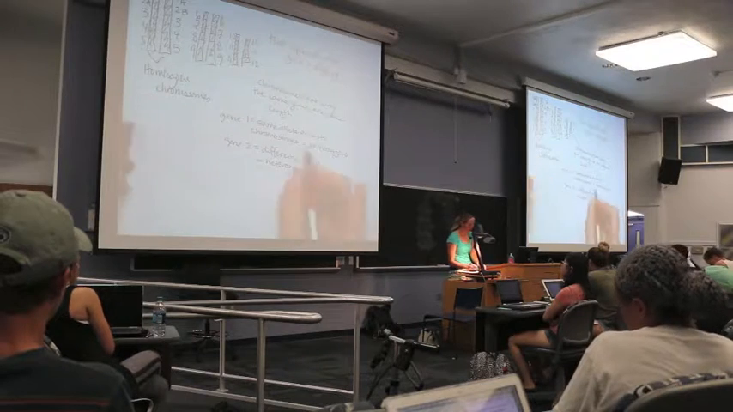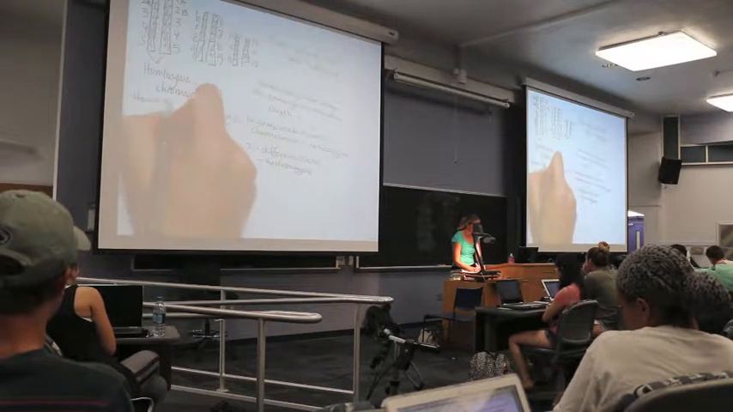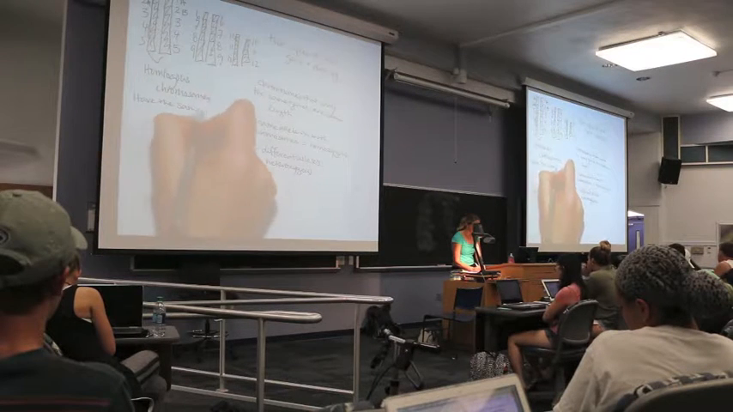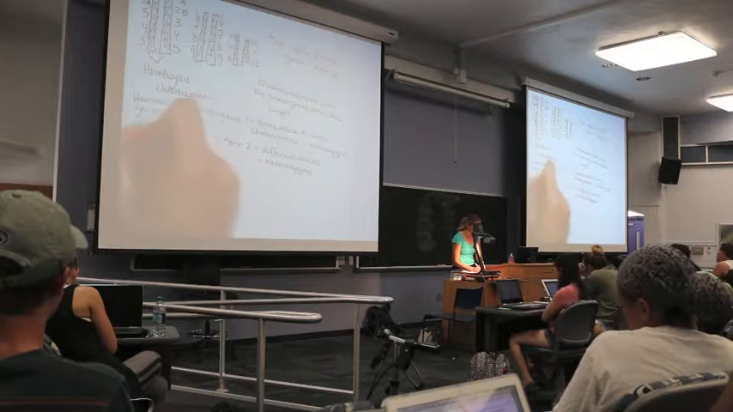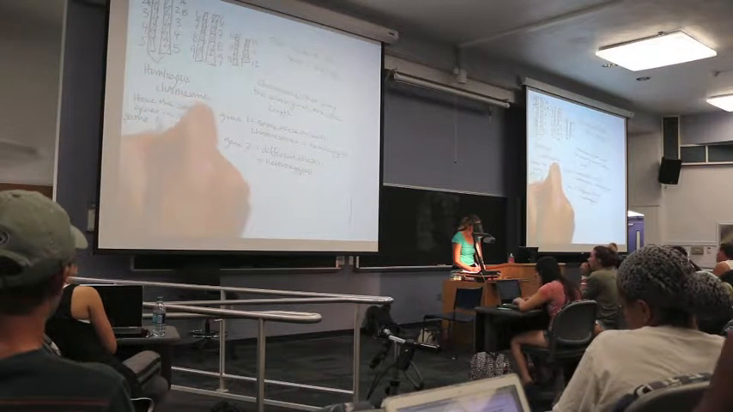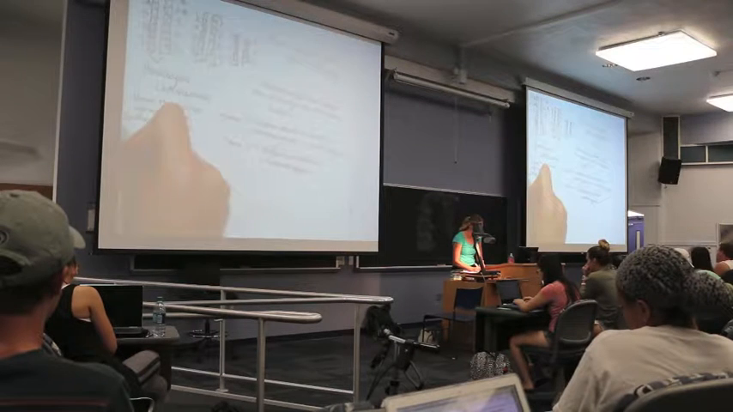So our homologous chromosomes have the same genes in the same spot, but they don't necessarily have the same allele.